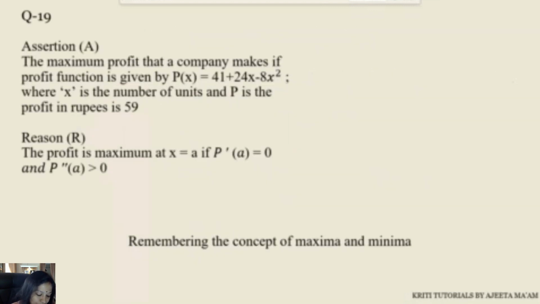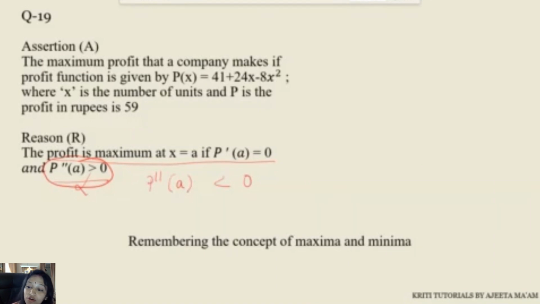Let's check out the first question. Now, this is based on calculus again, and it is based on the application of differentiation, that is maxima and minima. So, R, if you see first, because it's condition based, just apply the definition. Profit is maximum at x is equal to a if P dash a is 0. Okay, that is correct, we can get the critical point. But tell me, what is the condition of maxima? P double dash a is greater than 0? This is wrong. P double dash a should be less than 0. So reason is wrong for sure, but we have to check assertion also.